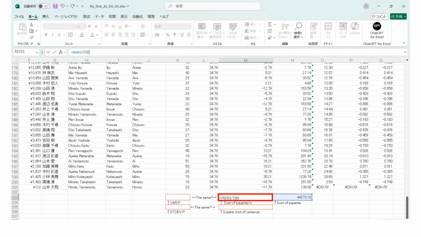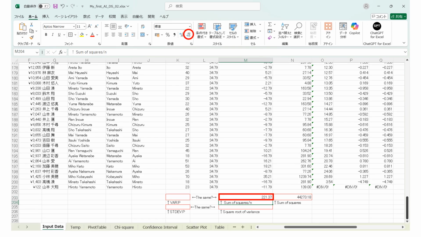Enter sum of squares divided by n, where n equals 200. Round to 2 decimal places. Next, let's use the var.p function to find the variance. Round to 2 decimal places.